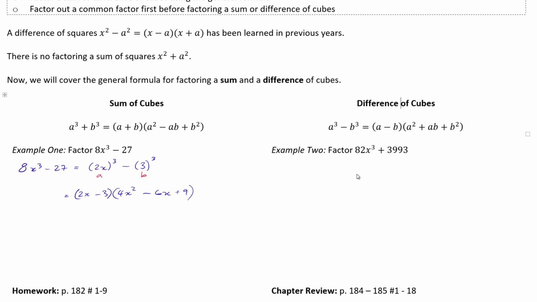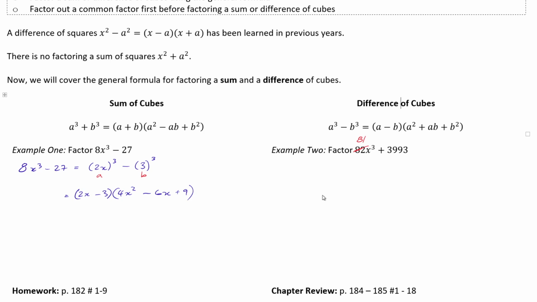So then we take a look at this next one. Example 2, factor this. Well, this is a misprint. This should not have been 82. This, in fact, should have been 81. So let's just quickly change that. All right. So you see 81 and you see 3993. Well, this looks like it's going to be a sum of cubes.